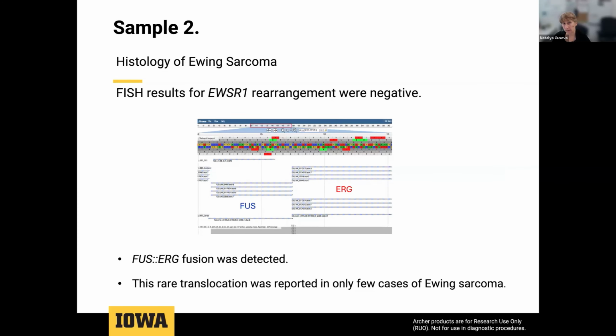Another sample also had histology of Ewing sarcoma, but the FISH result for EWSR1 rearrangement was negative. By this assay, we found a different fusion. It was fused to ERG, and this rare translocation was reported in only a few cases of Ewing sarcoma. So it also helped to confirm that the sample was indeed Ewing sarcoma.